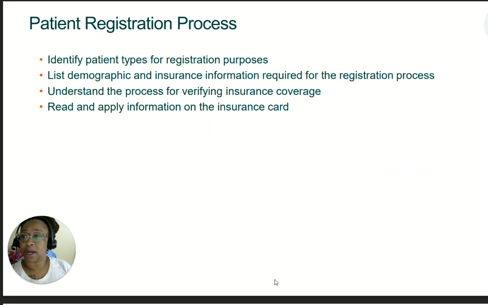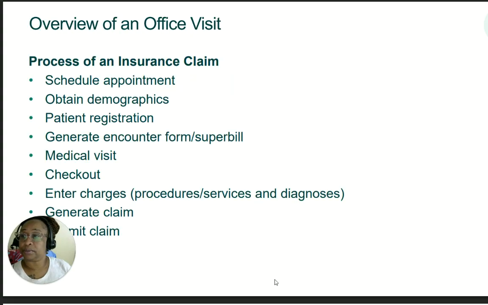Patient registration process identifies patient types for registration purposes, and lists the demographic and insurance information that is required for the registration process. Understand the process for verifying insurance coverage. We're going to read and apply information on the insurance card. Now, the overview of an office visit. The process of insurance claims.